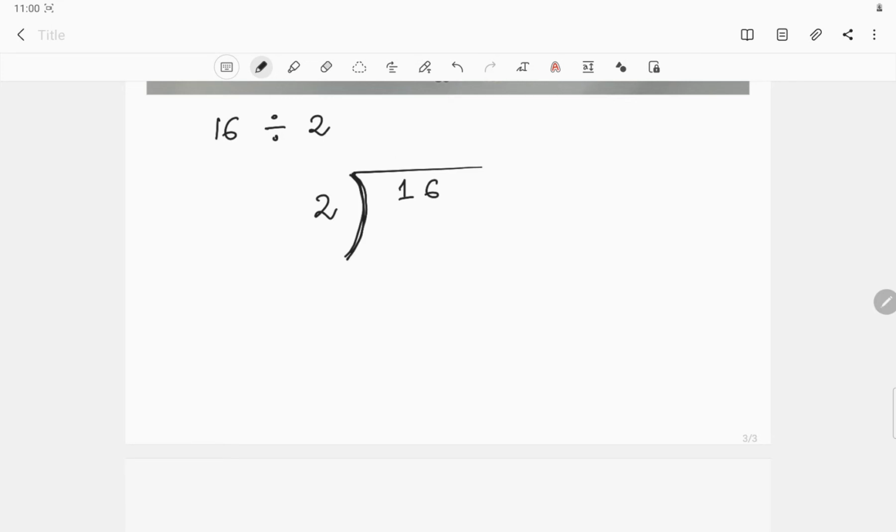So you have to find out the nearest value of 16, or 16 itself, that is the multiple of 2. 2 8s are 16, which is equal to 16. So write down this and now subtract it. You will get 0. That means 16 divided by 2, you will get 8. This is called the long division method. Okay, long division method.